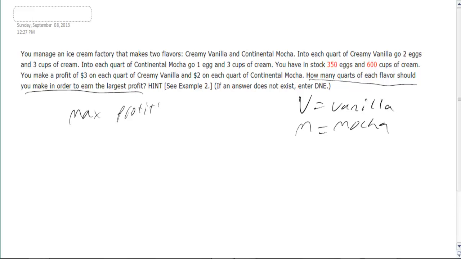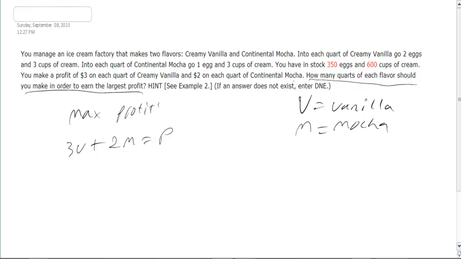Okay, so here we go. So what would our profit be? They're telling us we make a profit of $3 on vanilla, so 3V plus, and then they're telling us we make $2 on mocha, so 2M. That's equal to our profit.